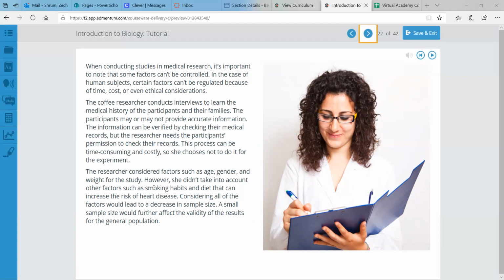And in here, she considered factors such as age, gender, weight, but she didn't take into account other factors like smoking habits, what they ate. That can be a big issue for some. And considering all of the other factors, that would probably bring the sample size down. And as large a sample size as necessary and possible is usually better.